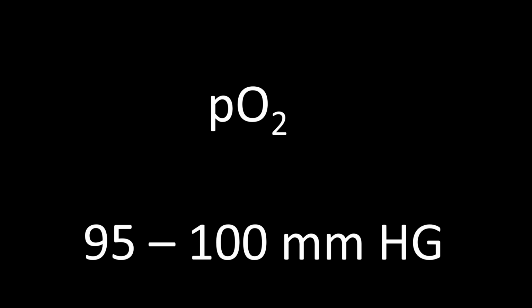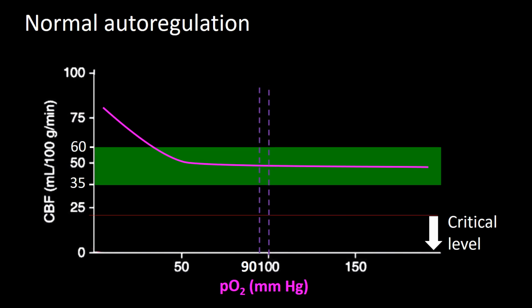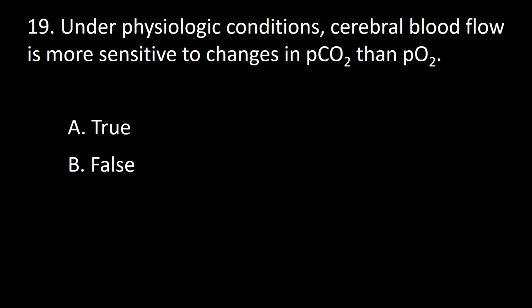Now let's look at oxygen. Normal oxygenation levels range from 95 to 100 millimeters of mercury. Cerebral blood flow is safely maintained during this level of oxygenation. This level of cerebral blood flow is maintained even with oxygen levels of 50 millimeters of mercury. It is only after reaching 50 millimeters of mercury that a drop in oxygenation starts affecting cerebral perfusion. The response to levels of oxygen below 50 millimeters of mercury is an increase in cerebral blood flow. So the answer to this question is A.